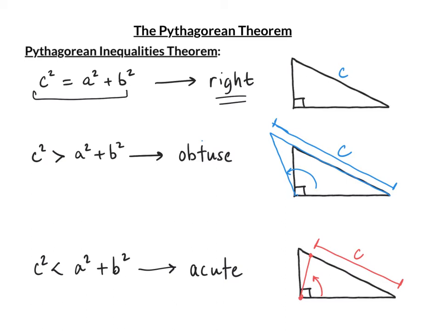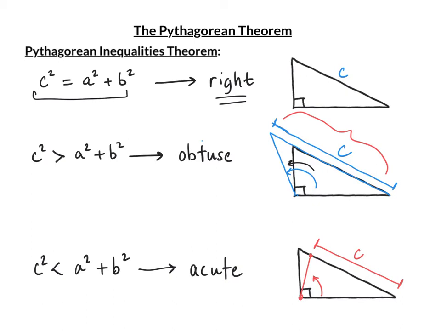Well, we have other theorems that add on to that. These are the Pythagorean inequalities theorem. And what it says is that if I make my c longer, now look at the example for the obtuse triangle right here. If I make my c longer, what that does is makes this right angle bigger. And it makes it an obtuse triangle. So if c squared is greater, that makes the 90-degree angle greater, and I know it's obtuse.